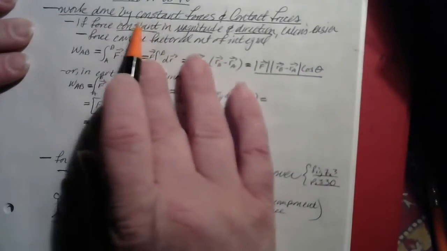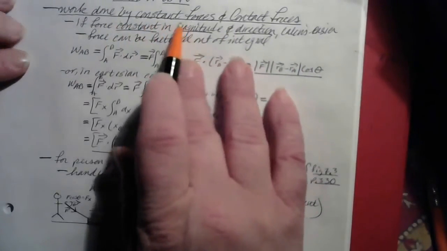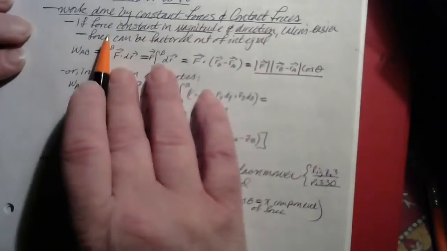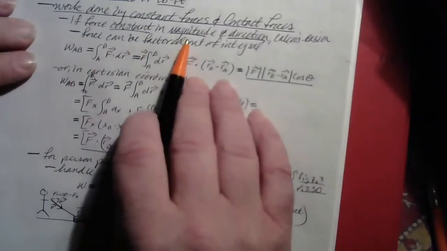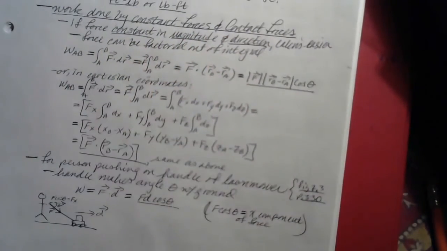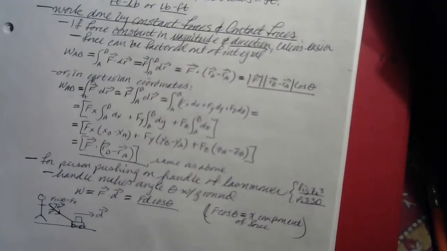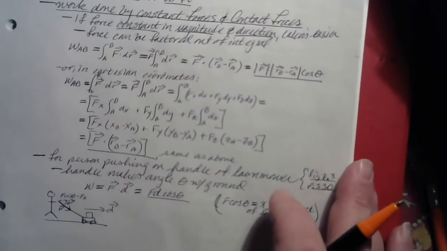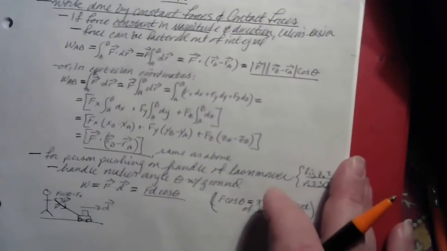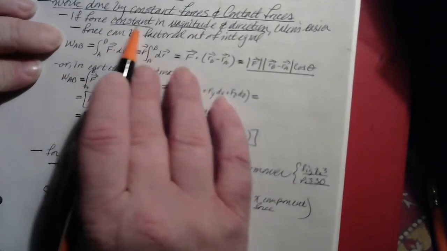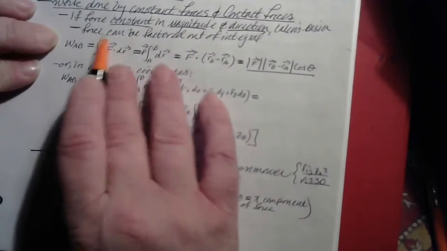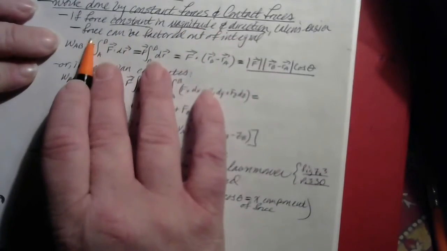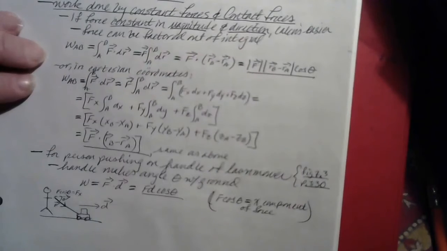Work done, let's look at work done by constant forces and contact forces. If a force is constant in both magnitude and direction, that makes calculations a lot easier, but we can still do them if it changes. It's easier because if the force is constant in both magnitude and direction, then the force can be factored out of the integral.